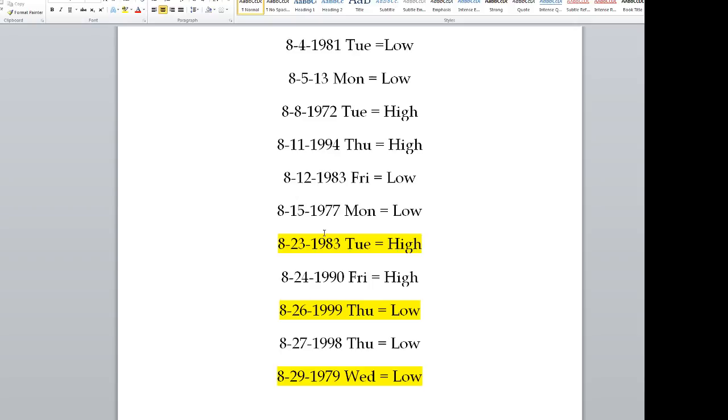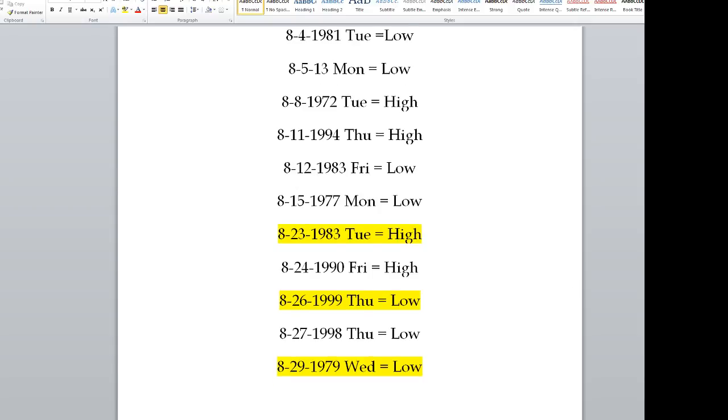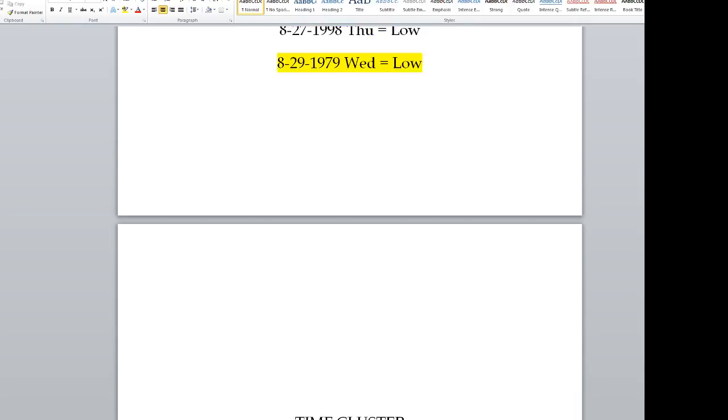1983, well, we made a high here, but I'm still watching it because in my calculations, this day came in as a possible swing low. 1999, August 26, a date that I'm watching as a swing low. 27, 1998 was a swing low. 1979, August 29 was a swing low. So if you have this information, you're dealing with probabilities that chances are, if patterns repeat, you could probably have a little edge.